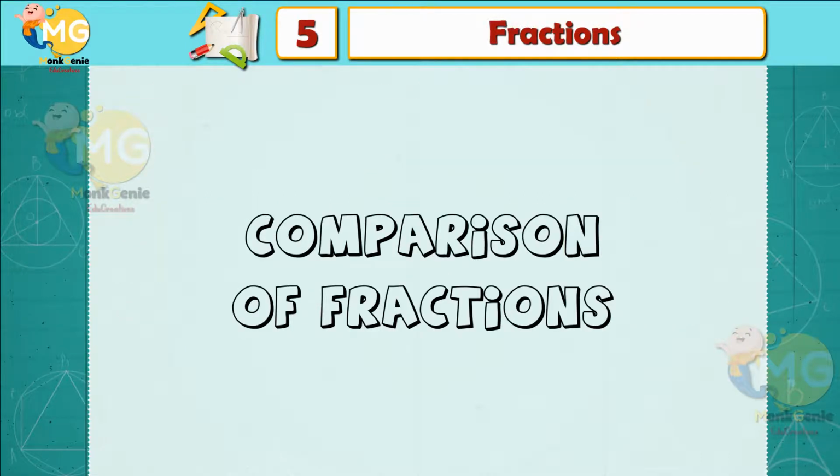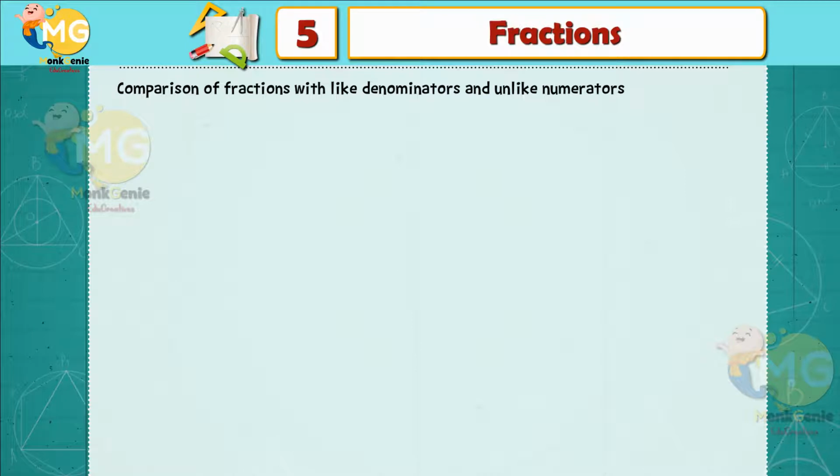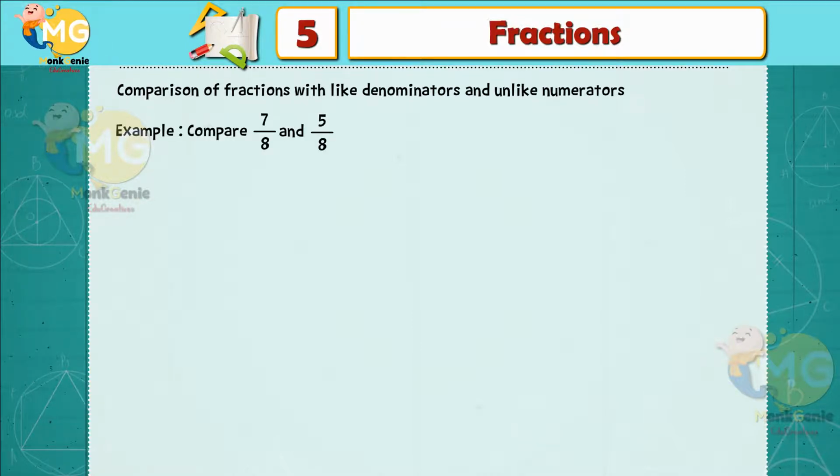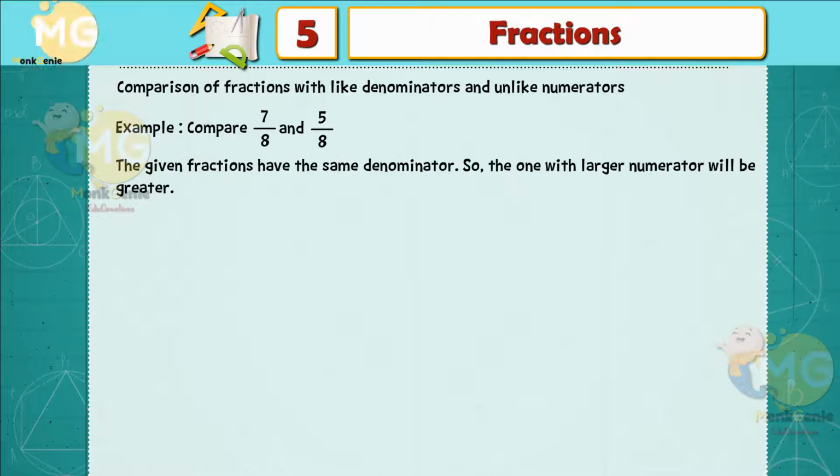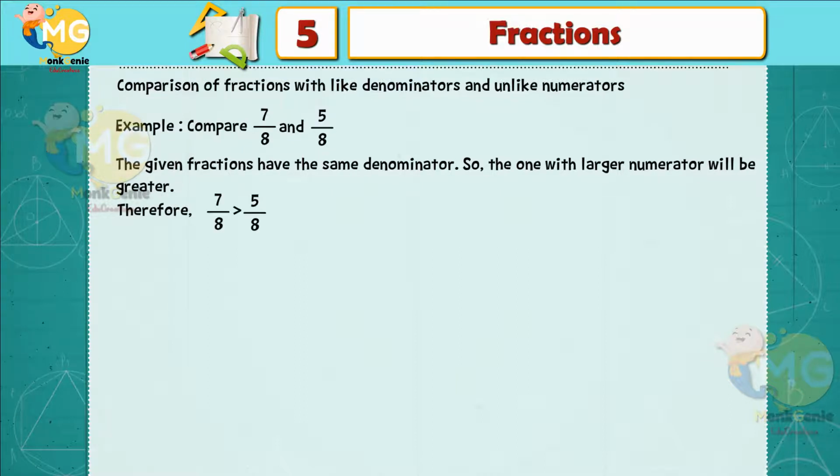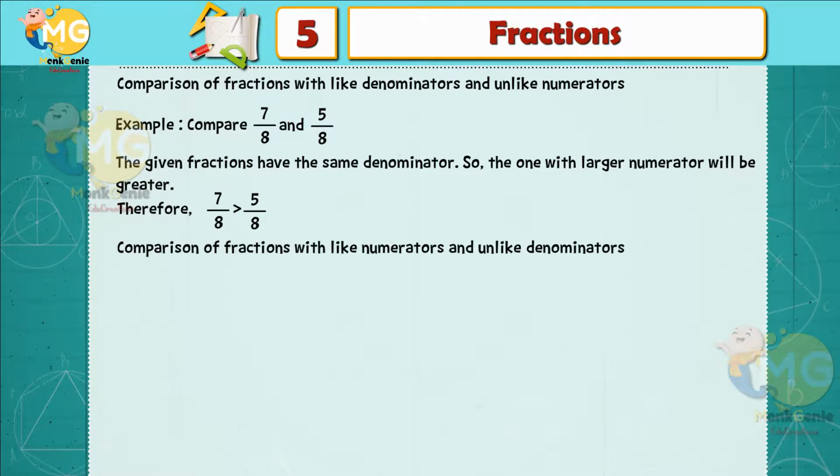Comparison of fractions. Comparison of fractions with like denominators and unlike numerators. Example: compare 7/8 and 5/8. The given fractions have the same denominator, so the one with larger numerator will be greater. Therefore, 7/8 is greater than 5/8.